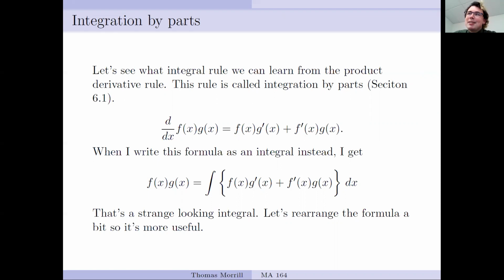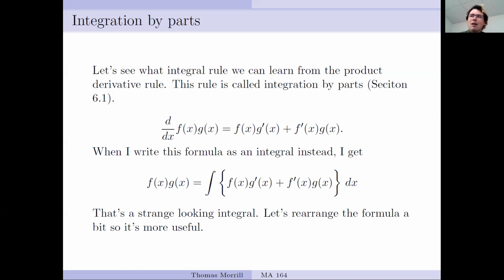The basic idea is that we're going to take the product rule for derivatives, but we are going to do it backwards to say something useful about integrals instead. So here I've written out the product rule. If I'm taking d dx, derivative operator, of the function f of x times g of x, then it should be somewhat familiar. I get f of x times g prime of x plus f prime of x times g of x.